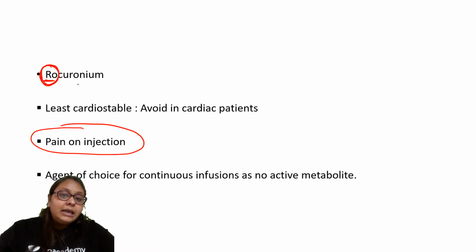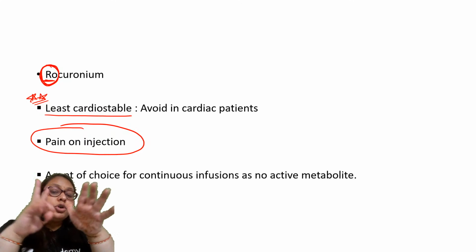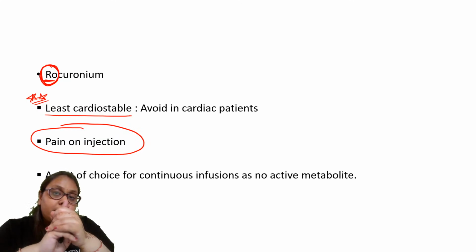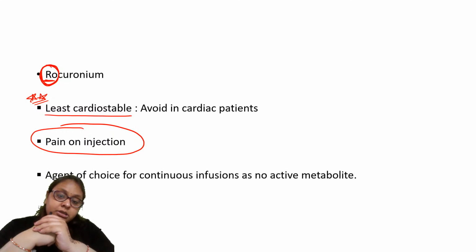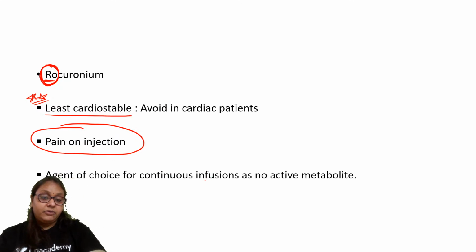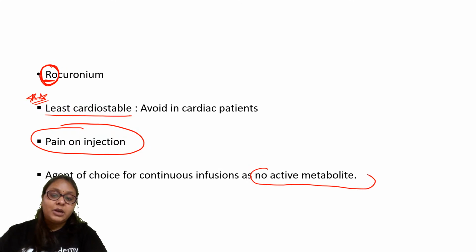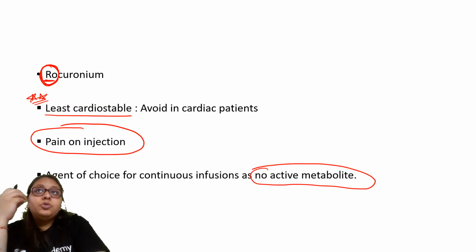And it is least cardiostable. Please remember, it is least cardiostable and therefore it is avoided in cardiac patients. So with rocuronium, they will cry for two reasons: one, pain on injection, and two, it should not be used in cardiac patients. But it is an agent of choice for continuous infusion as there is no active metabolite seen with rocuronium. Is it clear?